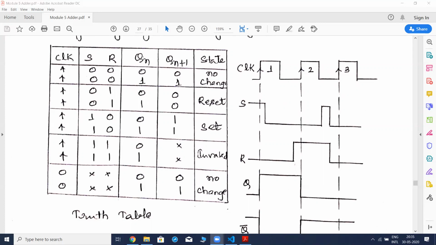Here in this case, Qn represents the previous state, Qn plus 1 represents the present state. When the input is 0, 0, we are getting the no change state. When the input is 0, 1, we will get the reset state. That means according to S, you need to remember, if S is 0, we'll get reset state. If S is 1, we'll get the set state. When both the inputs are 1, 1, we are going to get the invalid state. For all these things, make sure that you know the S bar R bar latch. That truth table must be very familiar to you.